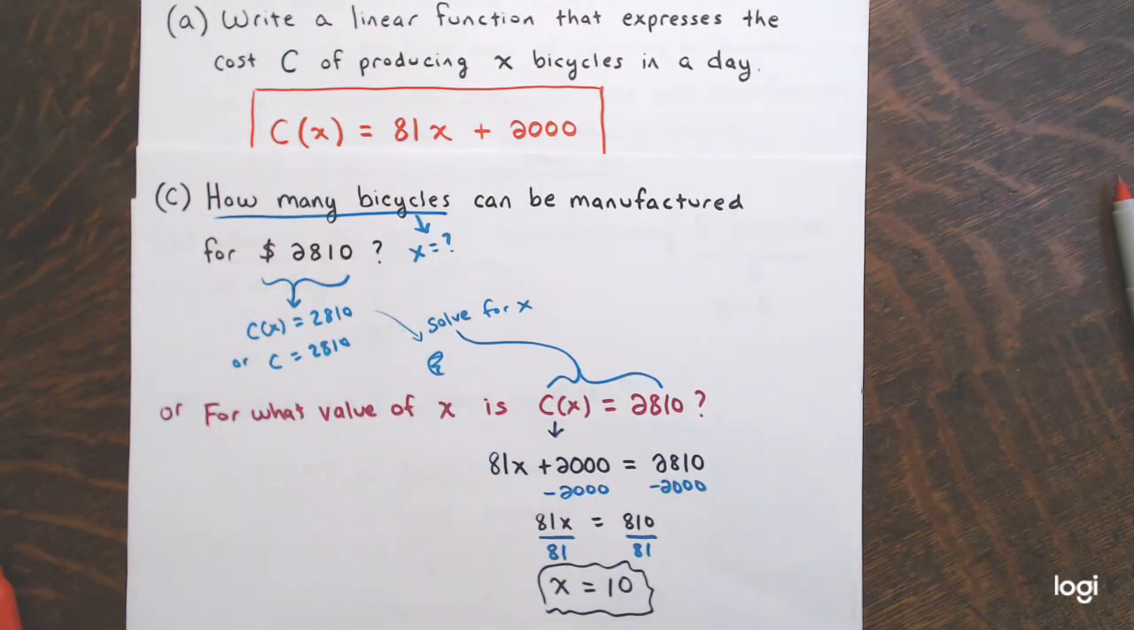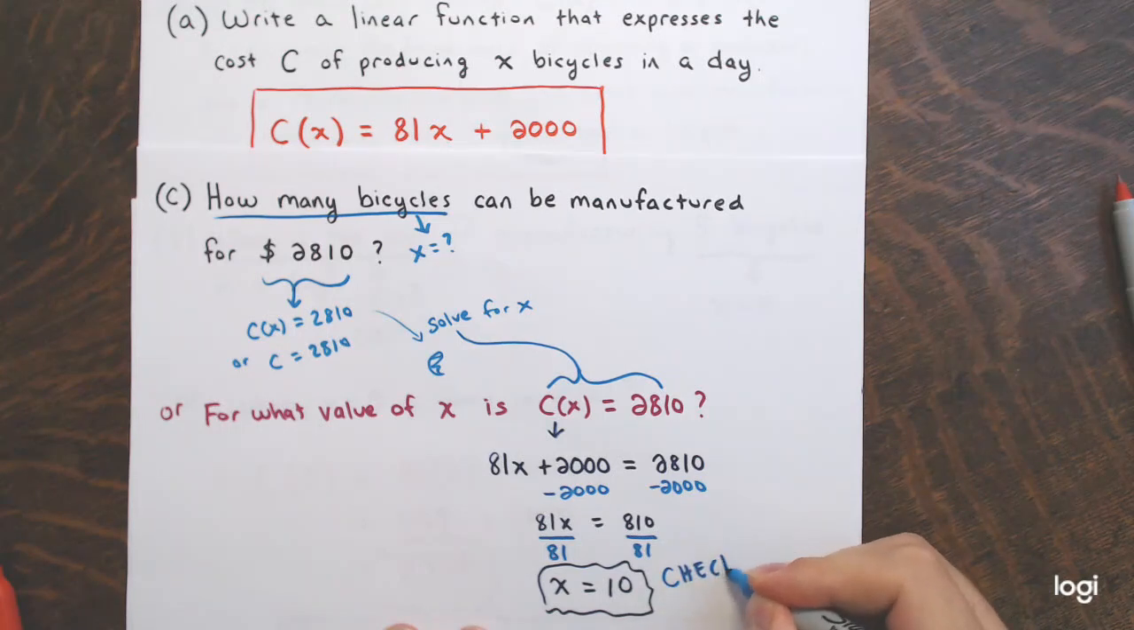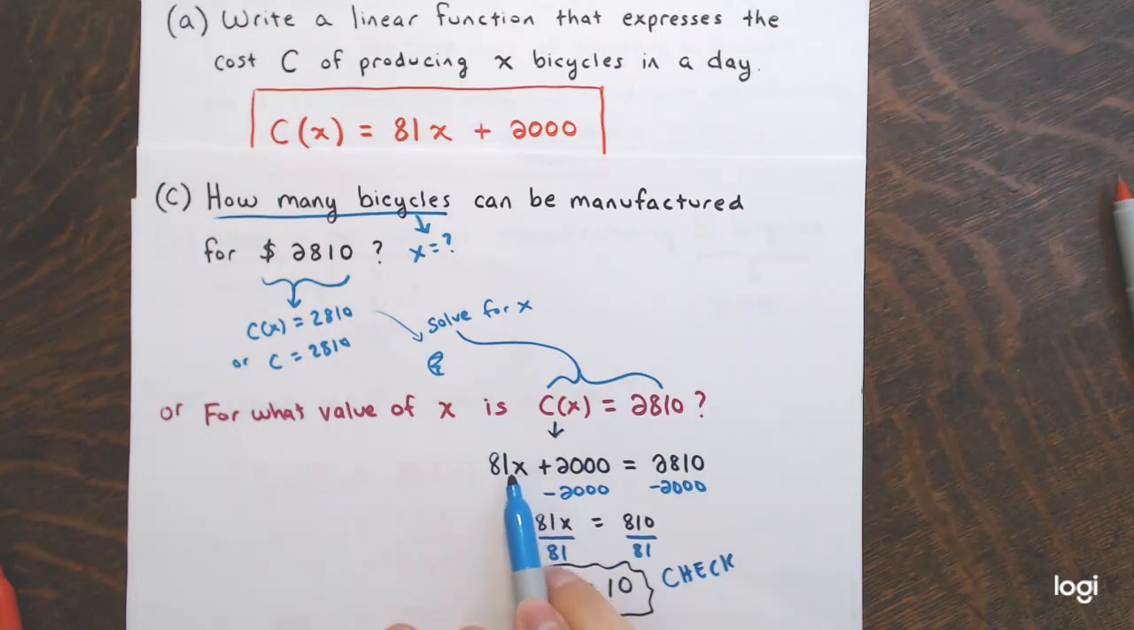Oh, and then don't forget, of course, when you're solving an equation, don't forget to check the solution. So let's go back, plug in 10 here. 81 times 10 is 810, plus 2,000 would be 2,810. It works. It checks out. So don't forget to check solutions when you're solving equations, please.